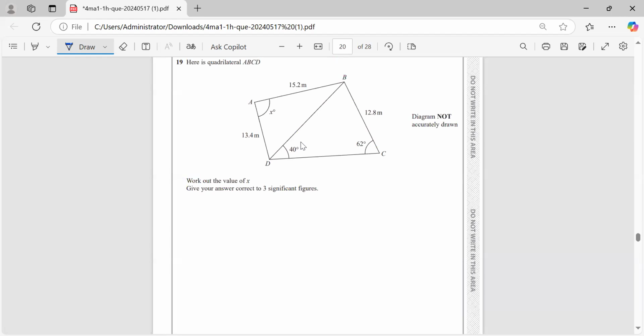All right, so we want to find this value of x here, using the information that we've been given on the diagram. So the first thing that we have to do is to try and find a length of BD.